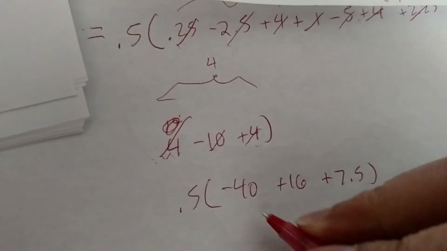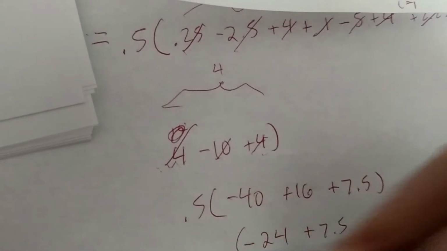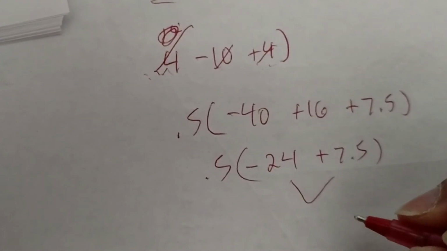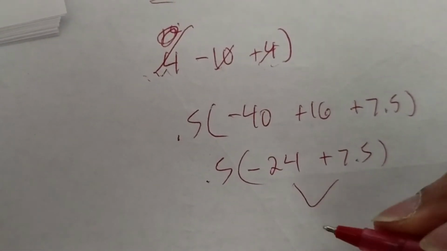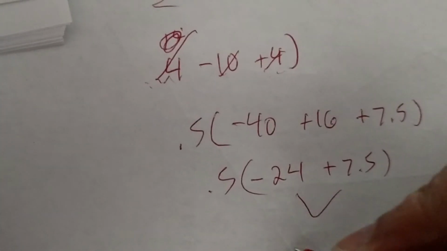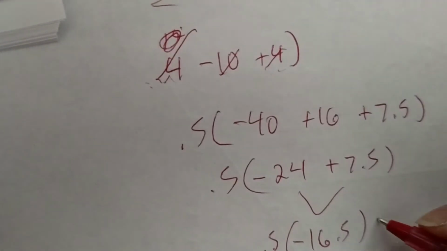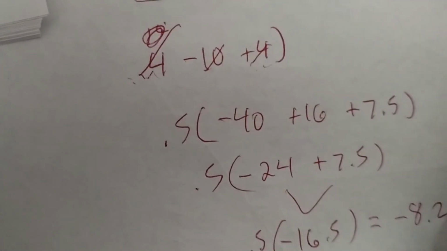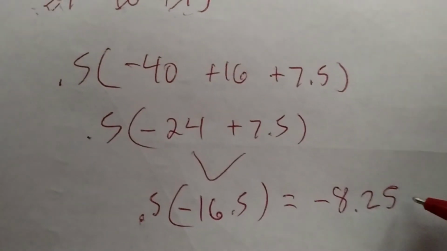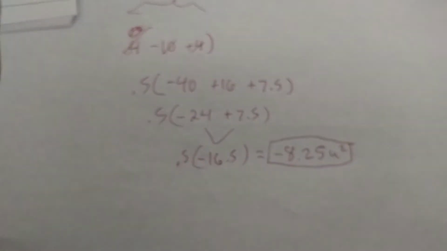So negative 40 plus 16, that's negative 24 plus 7.5. That basically becomes negative 16.5. And half of that is negative 8.25 units squared. Yes, you can have negative area. And your answer is negative.